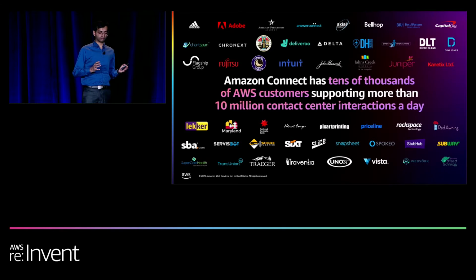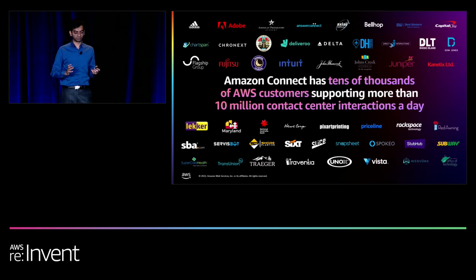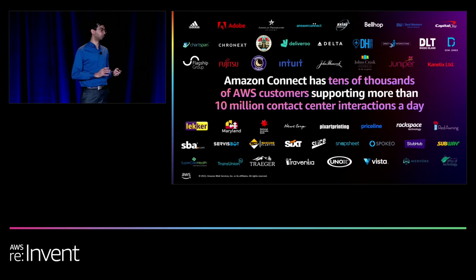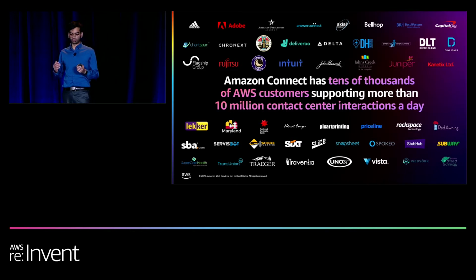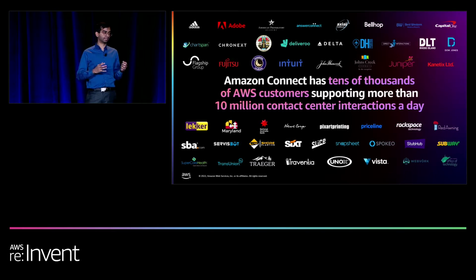Now, Amazon Connect is one of the fastest growing services in AWS history. Tens of thousands of customers of all sizes use Amazon Connect to support more than 10 million customer contacts a day. Large companies such as National Australian Bank, Adidas, and Delta Airlines love that they're able to experiment and move with the agility of a startup. Companies with smaller customer service teams, such as ChartSpan, Answer Connect, and Slice Pizza, love that they can get an enterprise-grade contact center at startup prices.